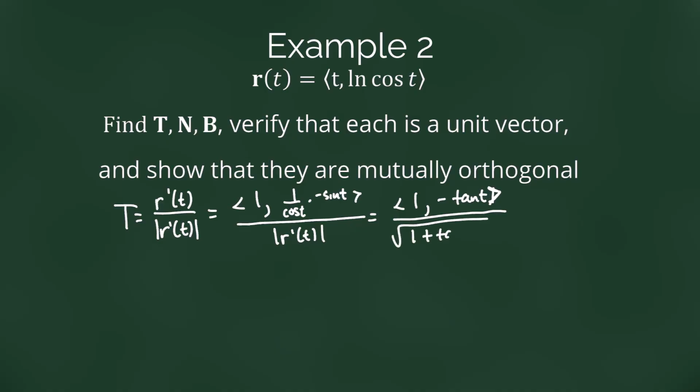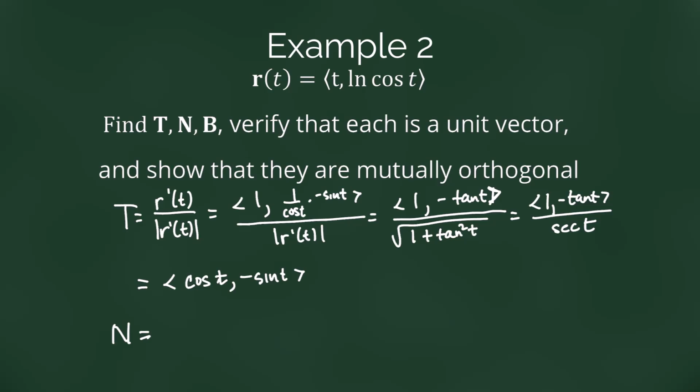And so that is going to be the square root of 1 plus the tangent squared of t, which is of course the secant of t. So we have ⟨1, negative tangent of t⟩ divided by the secant of t, because 1 plus tangent squared is secant squared, and then we take the square root. Well, secant is 1 over cosine, so this ends up being cosine of t. And then when we divide negative tangent, which is sine over cosine, by 1 over cosine, we get negative sine of t.